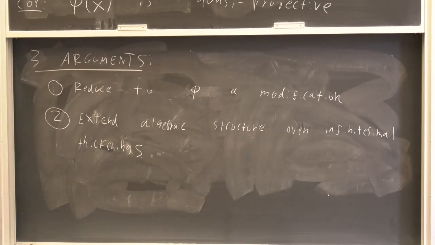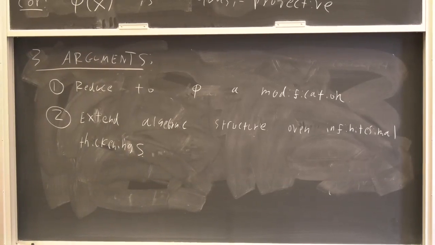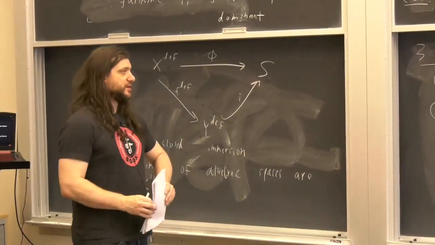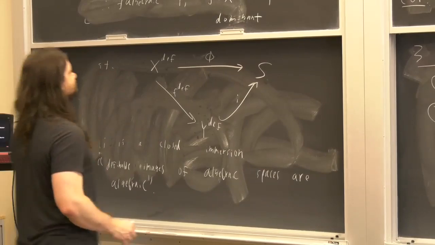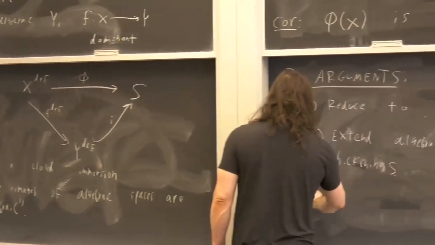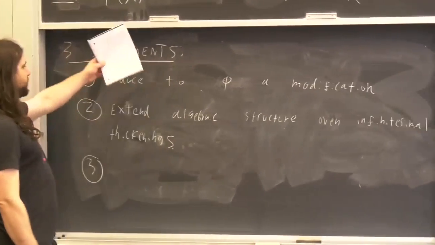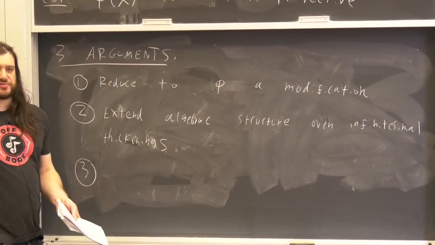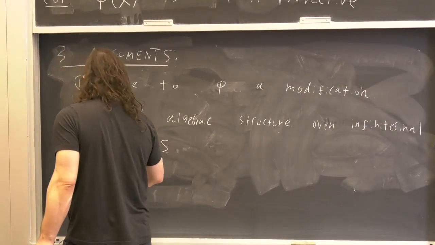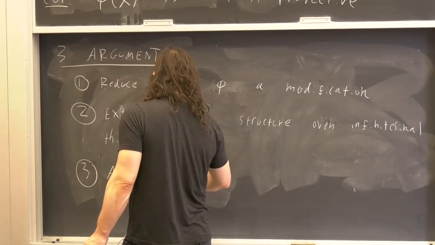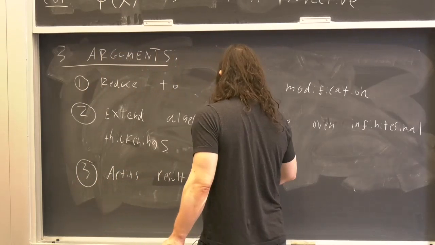So at various points in the argument, you have an algebraic structure over something in X, something in S, and you want to extend it to a nilpotent thickening of that thing inside of S. And finally, once we have these two ingredients, eventually what this is all leading up to is to apply Arden's result on formal modifications.